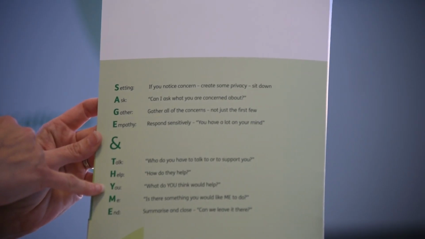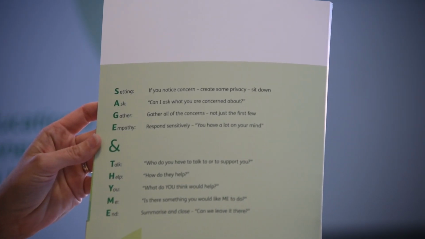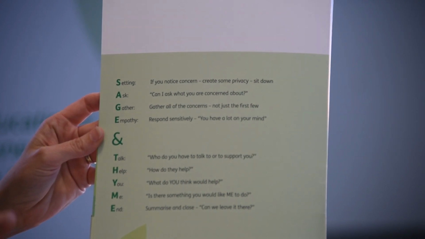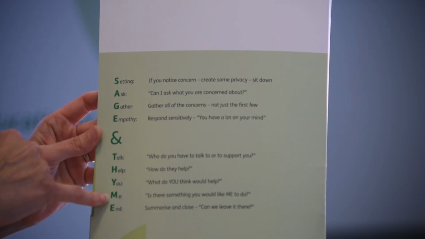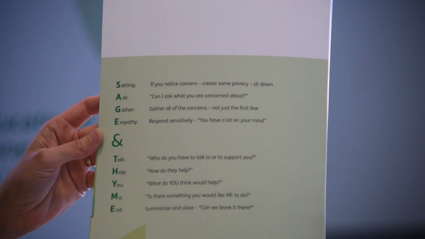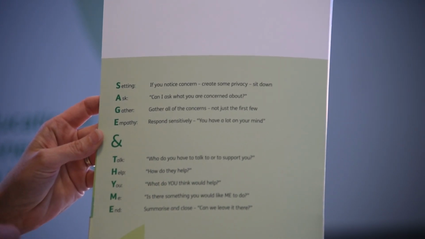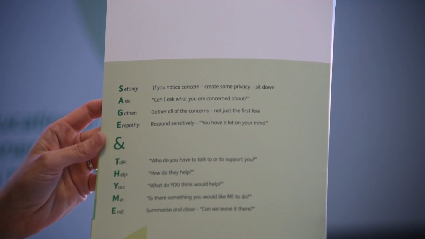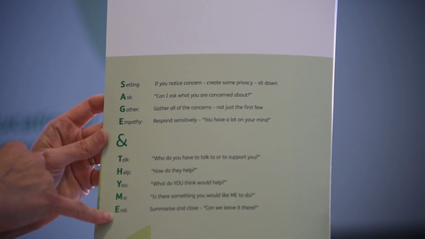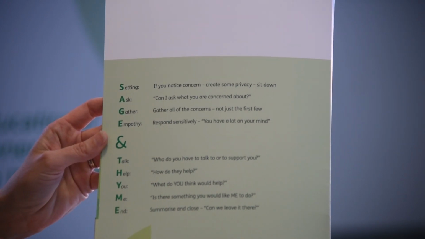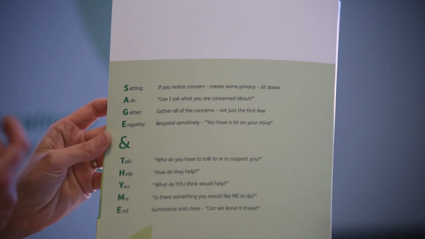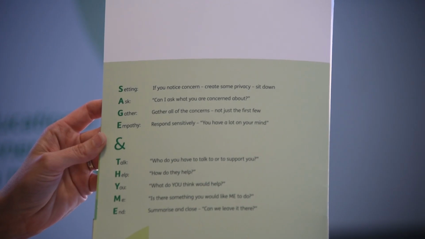Then the Y is when you ask them what they think would help. And then you move on to the M, and that's where you find out if there's anything they'd like you to do. So just ask, is there something you'd like me to do? And see if they've got any ideas of what you could do. And then the E is when you summarise the conversation and close it, and say something like, would you mind if we leave it there? And that takes you out of the conversation as well.